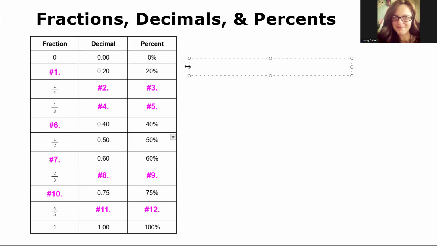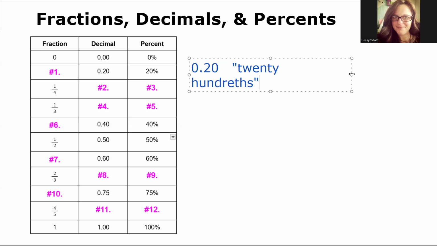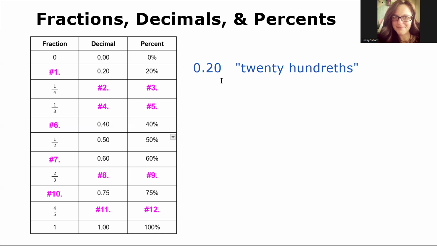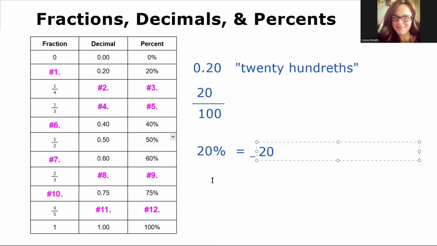Let's take a look at the decimal 0.20. This is actually pronounced 20 hundredths. Two numbers after the decimal, we can put 20 over 100. And then we can reduce. But let's take a look at the percent first. 20% means out of 100. So 20 out of 100 is equal to 20%.